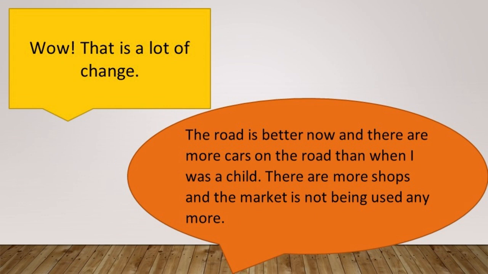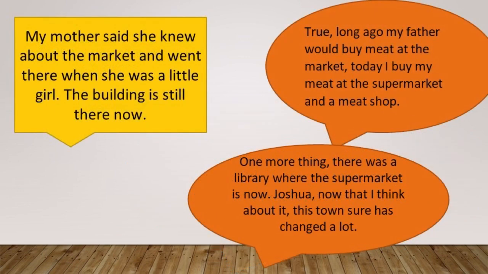The road is better now and there are more cars on the road than when I was a child. There are some shops and the market is not being used anymore. My mother said she knew about the market when she was a little girl. The building is still there though. True. Long ago, my father would buy meat at the market. Today, I buy my meat at the supermarket and at a meat shop. One more thing, there was a library where the supermarket is now.